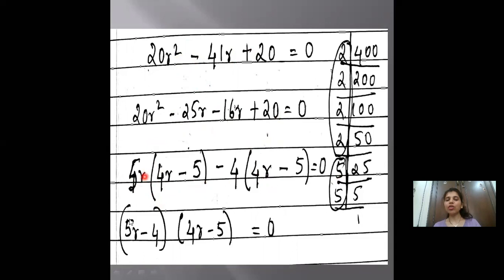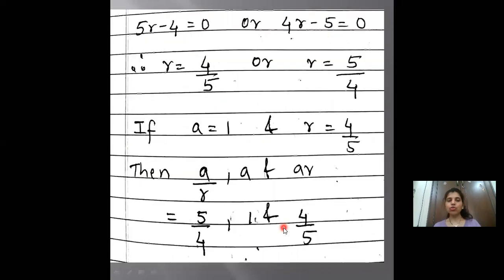Now in one bracket you will get 5r minus 4, and in another bracket you will get 4r minus 5, is equal to 0. So from here you will get 5r minus 4 is equal to 0 or 4r minus 5 is equal to 0. Therefore r is equal to 4 upon 5 or r is equal to 5 upon 4. Now you have two values for r, so you'll have to find the terms accordingly.